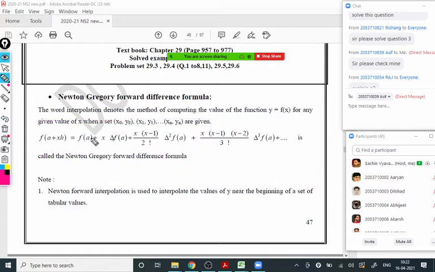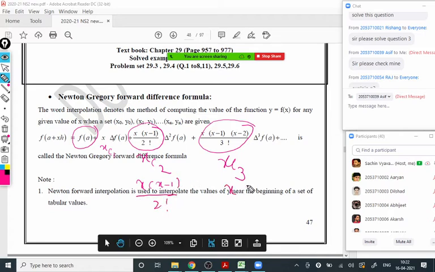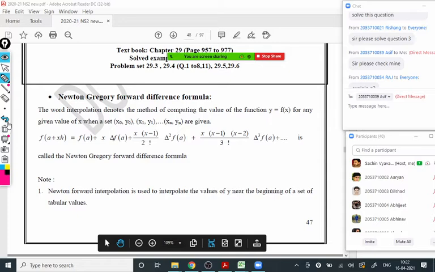f of a plus xh is equal to f of a plus x delta f of a. Actually, this is just like xC1, this is just like xC2, and this is just like xC3. What is xC2? xC2 is x into x minus 1 upon 2 factorial. What is xC3? x into x minus 1 into x minus 2 upon 3 factorial. So this is a combination trick that you have. So these are the terms.